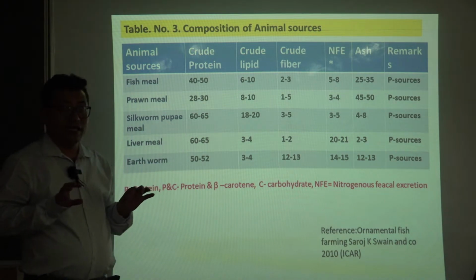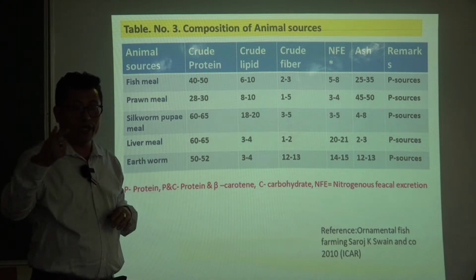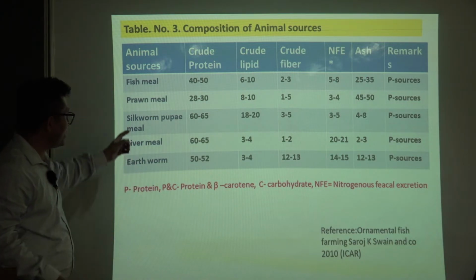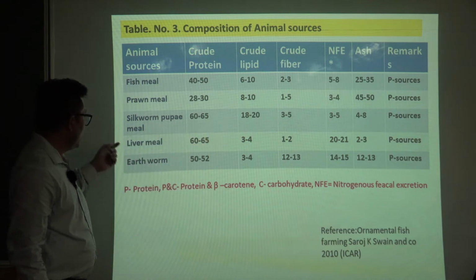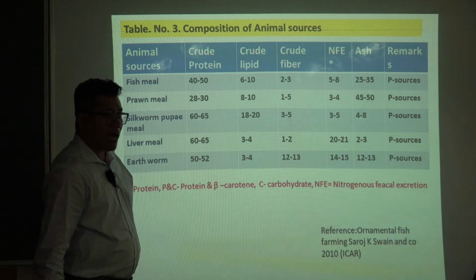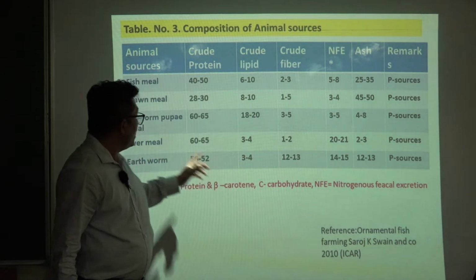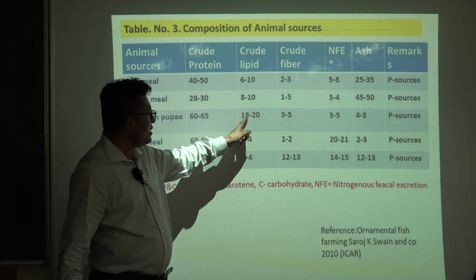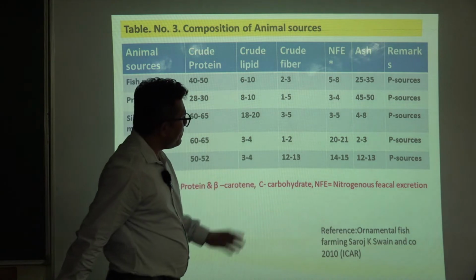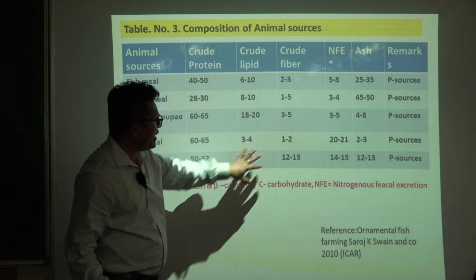So the next generation food for humans is going to be the insect. Many people have started eating insects because insects have a lot of good protein. Liver meal is 60 to 65, and earthworm has about 50 to 52. When you look at lipid, the silkworm also has a good amount of lipid. The rest are the same. So these are the other things. Now we can focus here only.